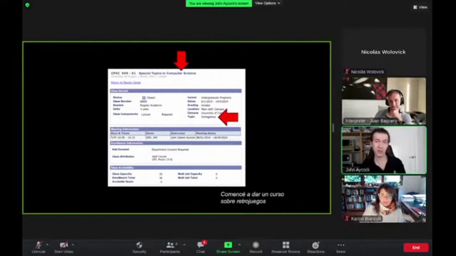A fourth-year computer science course on retro games. It's important to note that this is not a game history class. This is not simply using games as assignments, but it is a technical low-level system course.